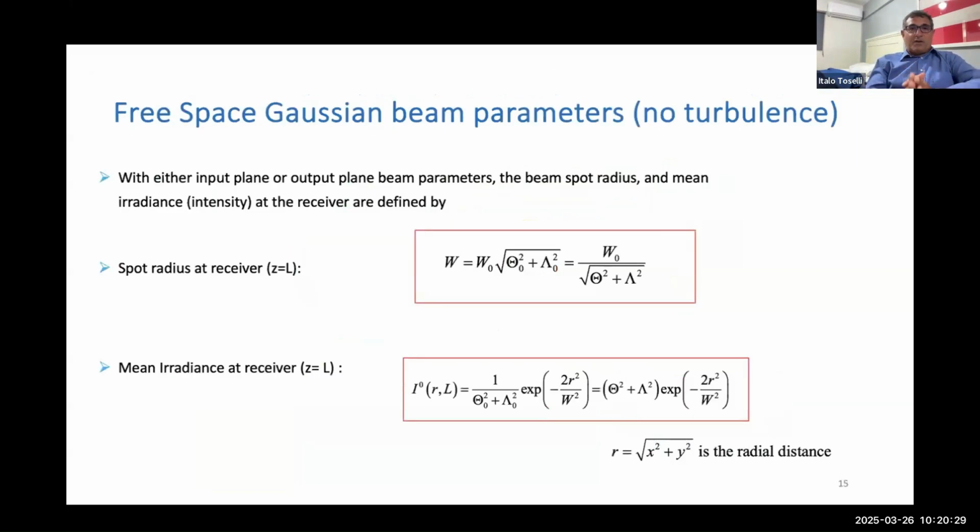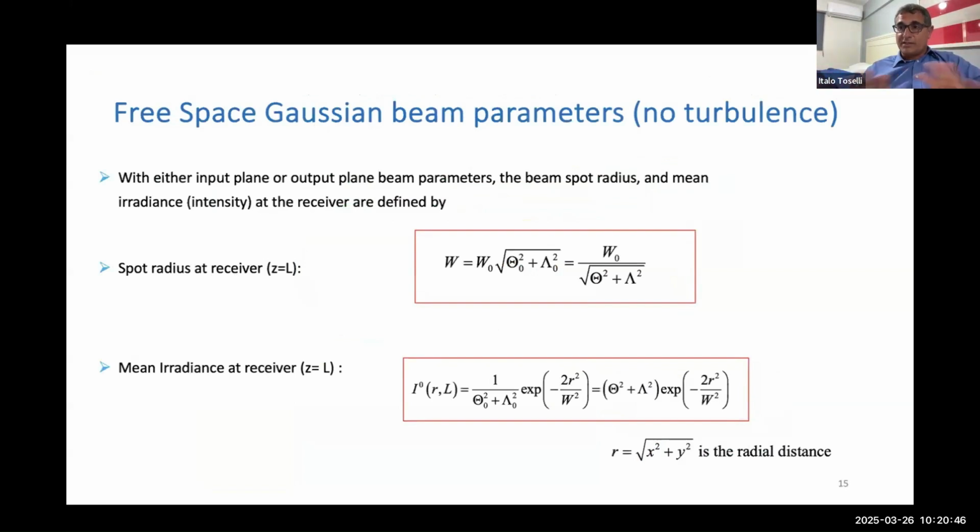For example, what if I want to know the spot radius at the receiver, at zeta equal to L? Using this approach with theta 0 and lambda 0, you can express it. Here we are talking about the spot radius in free space, no turbulence.